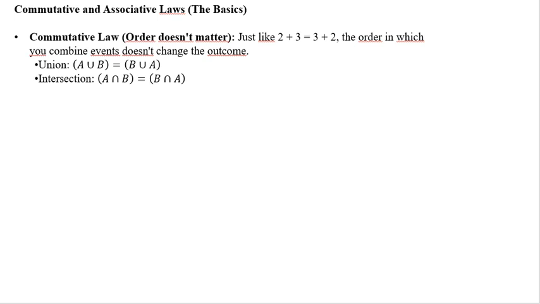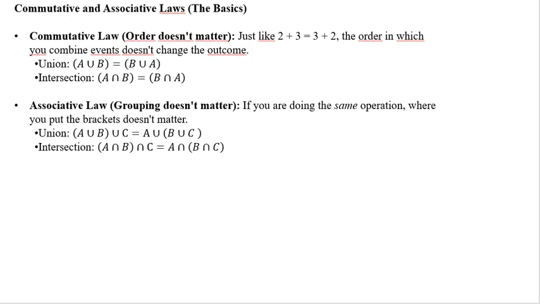For the commutative law, it means the order doesn't matter. It's the same thing as we do in addition. 2 plus 3, we know it's the same thing as 3 plus 2. Here we apply it on the union and intersection. So A union B is the same thing as B union A, and A inter B is the same thing as B inter A.